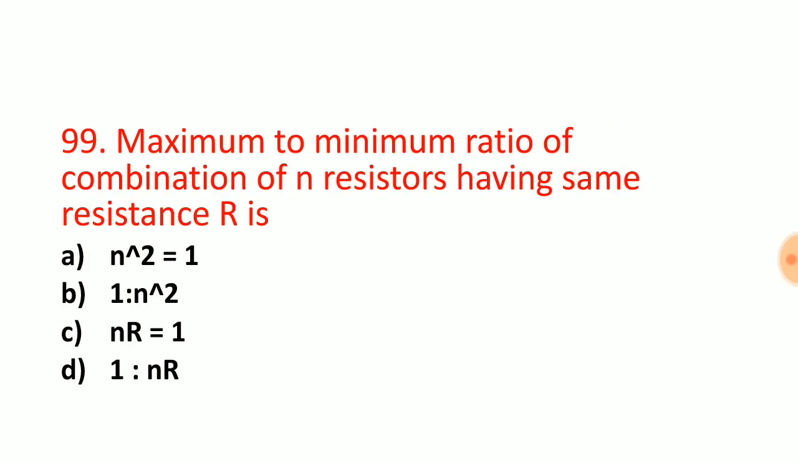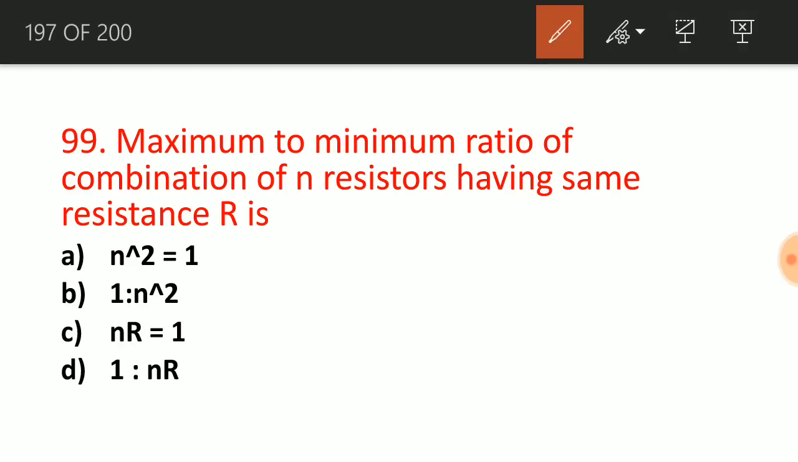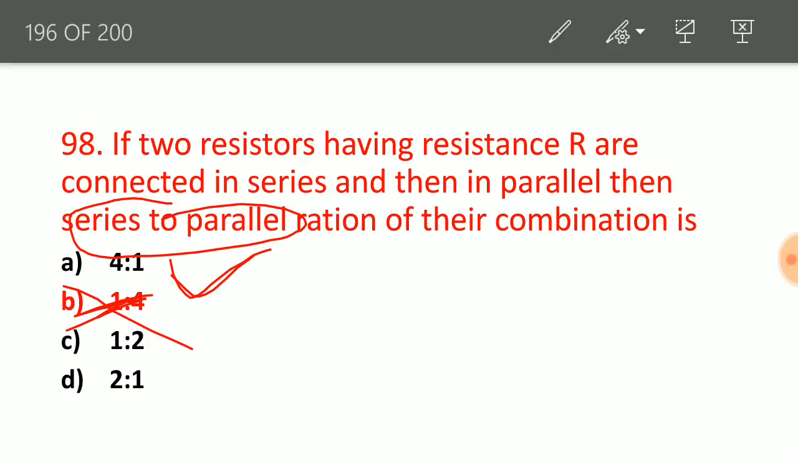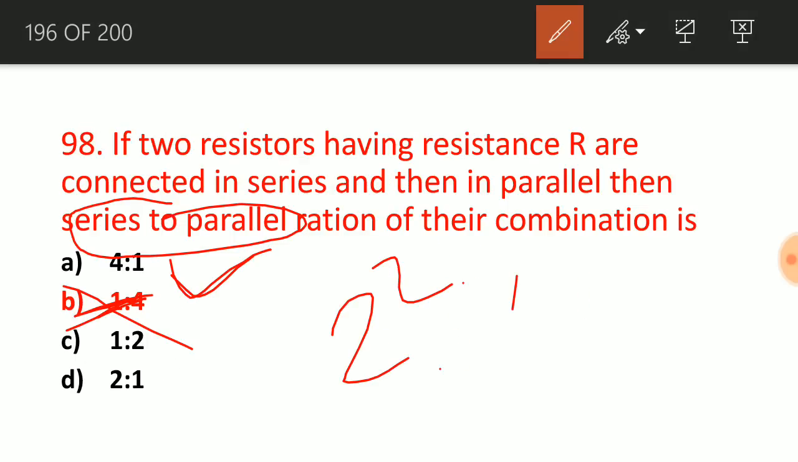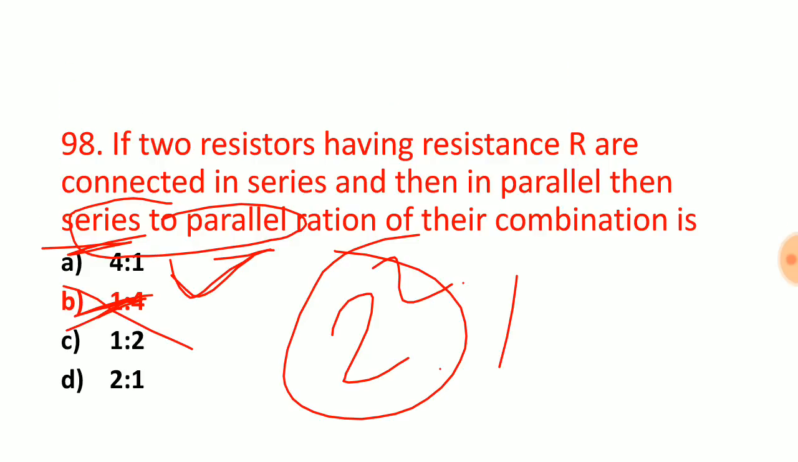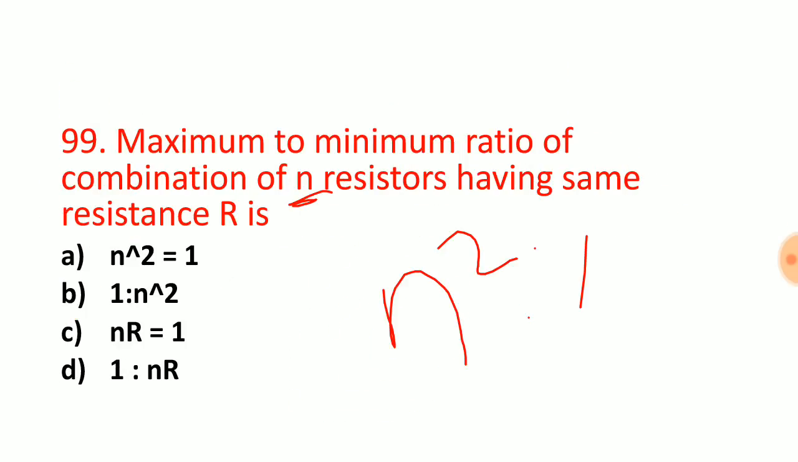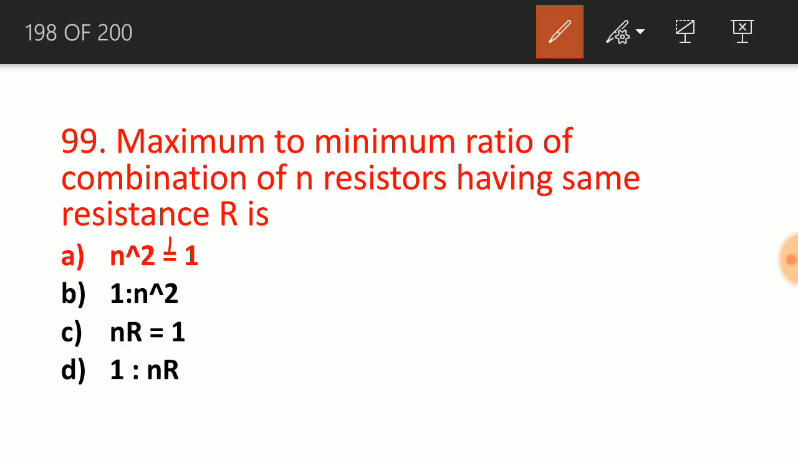Maximum to minimum ratio of combination of n resistors having resistance R, here it is written n, so maximum to minimum ratio means n square is to 1 is the right answer. In this case here 2 square is to 1, that is 4. For two resistors, series means maximum, parallel means minimum, so 2 square is to 1. For n resistors, n square is to 1. Option choice A is the correct answer. I am sorry for this, n square is to 1.